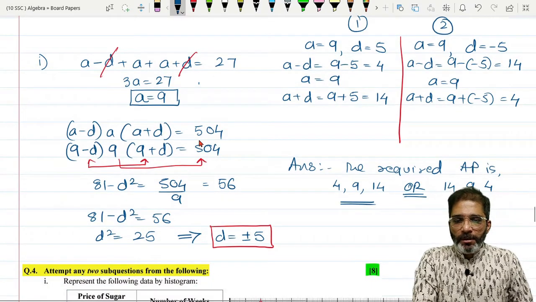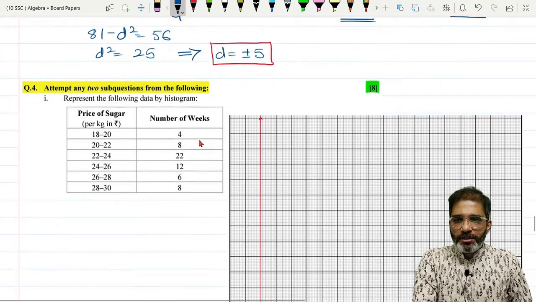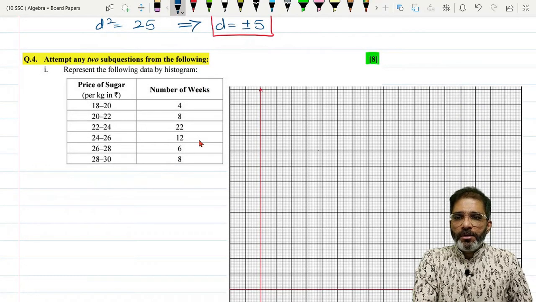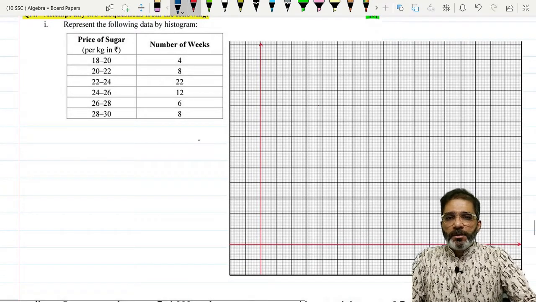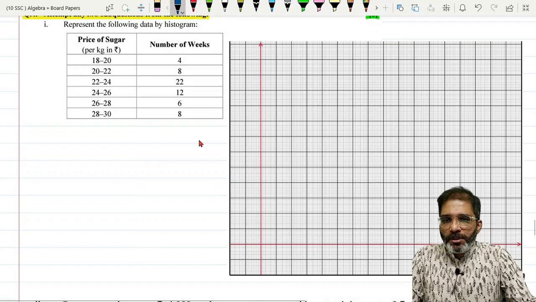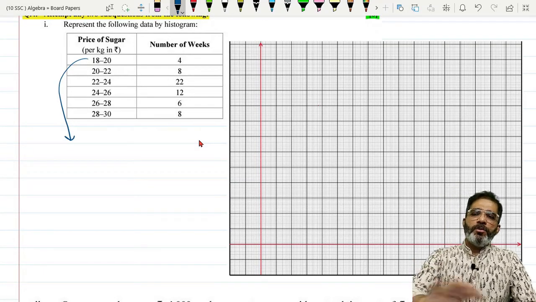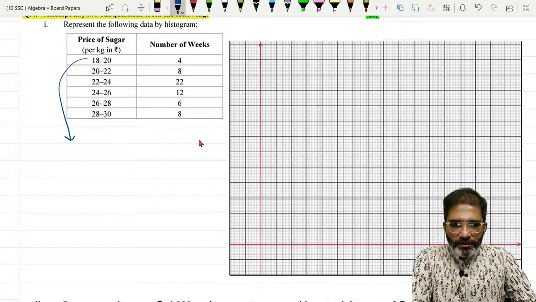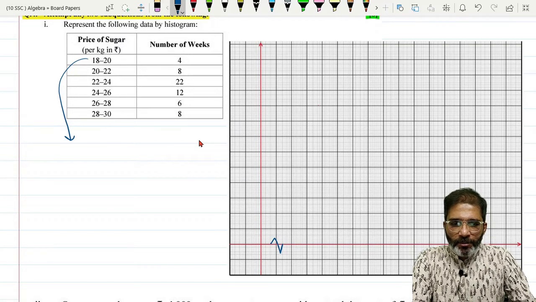Okay, so students, let's see the next question, that is question number 4. We have to draw a histogram. Now students, if you see, the classes are not starting from 0. It is 18 to 20, 20 to 22. So on the graph, you can see carefully, I'm drawing a kink. We are cutting the graph, and after that I'm going to start from here. So that is 18 to 20.